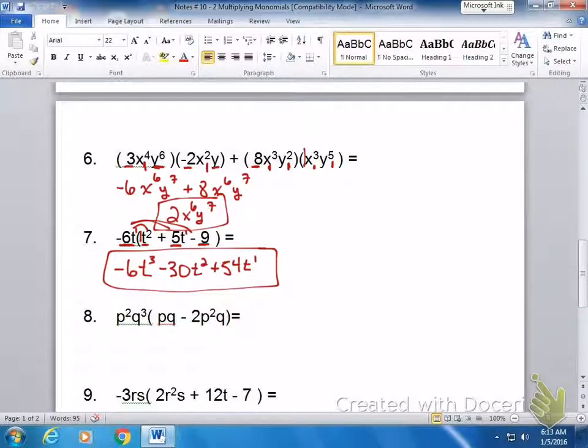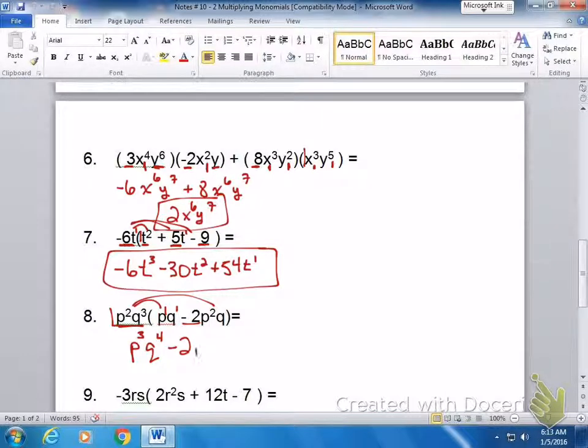Let's go to number 8. Now we're going to work this like the entire thing times the first term, the entire thing times the second term. So we have p squared q cubed times p to the 1st q to the 1st. Well, p squared times p to the 1st gives me p to the 3rd. Q to the 3rd times q to the 1st gives me q to the 4th. Then I have 1 out here times negative 2 is negative 2.